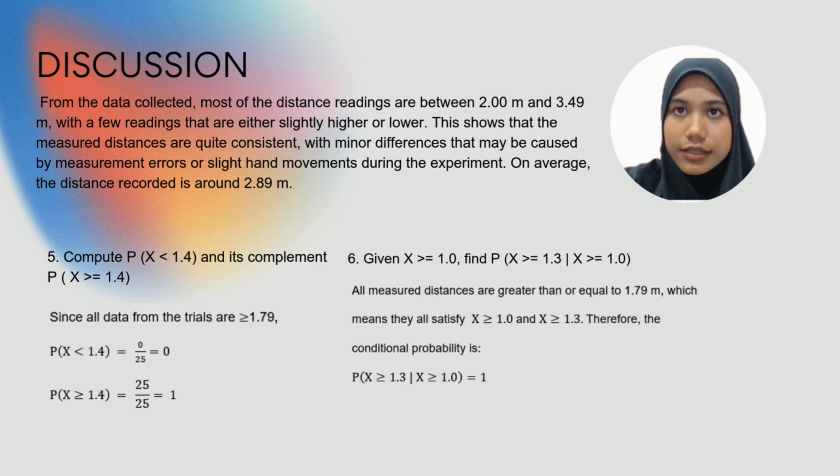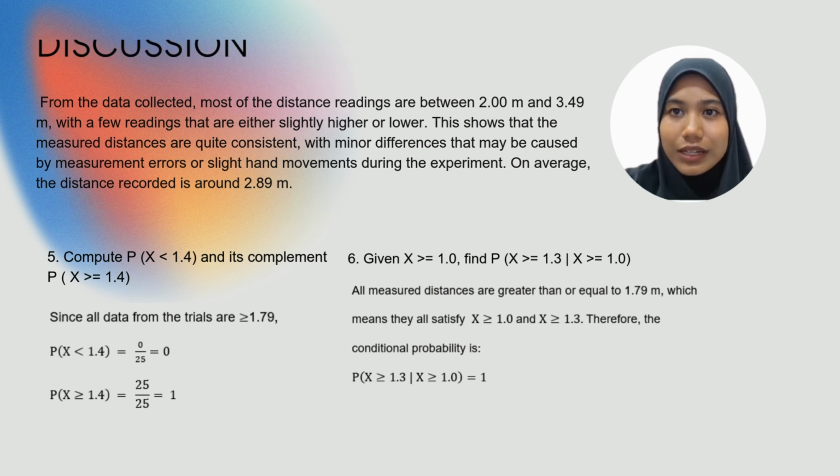For question 6, we want to find the probability of x being at least 1.3 given that x is at least 1. Since every measurement we recorded is already 1.79 meters or more, they automatically satisfy both conditions. So, the conditional probability is going to be 1.